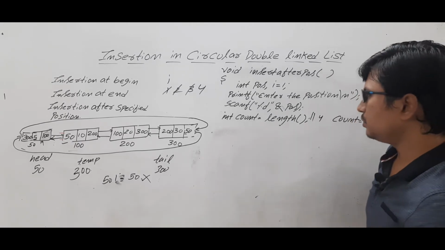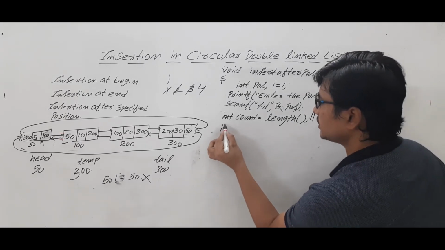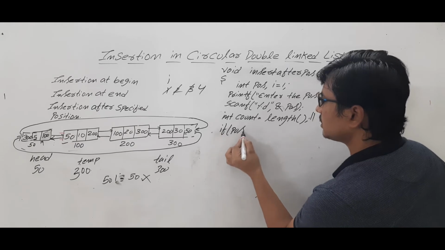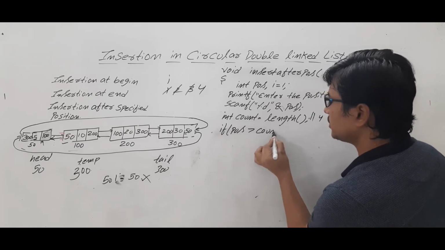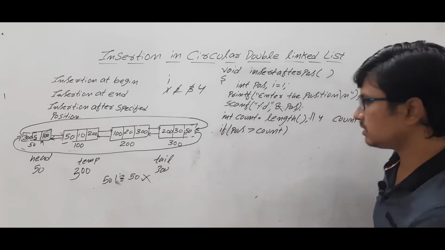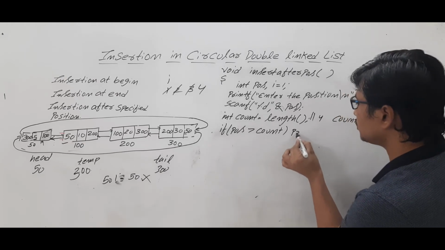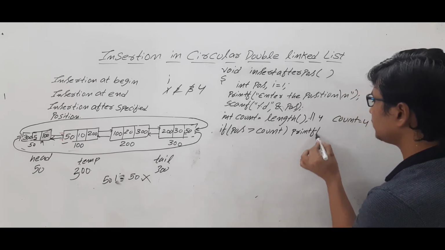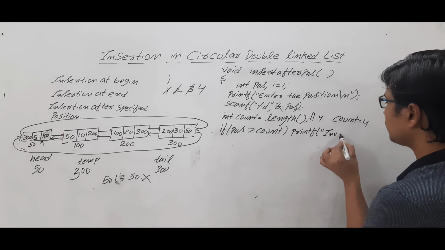Now what I want to do is check the condition. If position is greater than count, then I want to say invalid position. So let me write here printf invalid position.